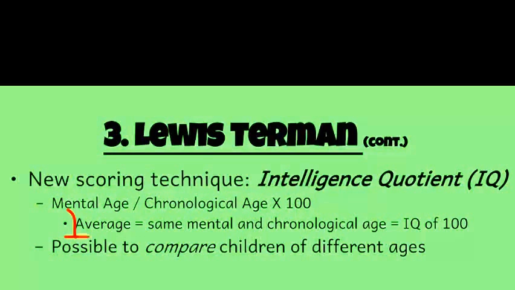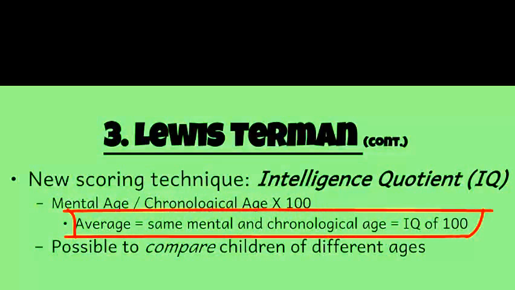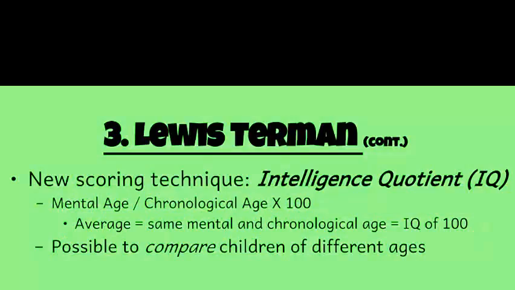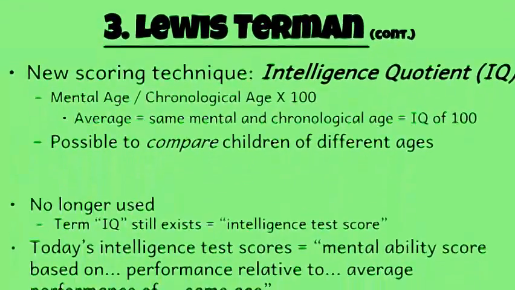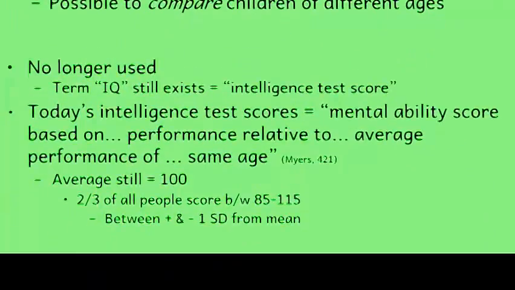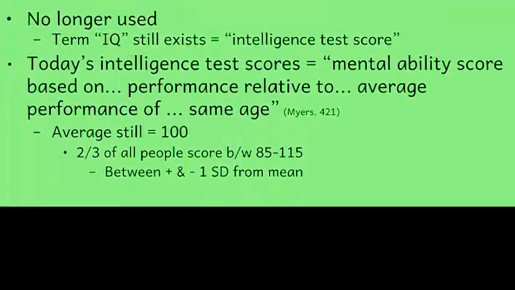So the average would be 100. A person who has the same mental and chronological age would have an IQ, or an intelligence quotient, of 100. With this quotient, it made it possible to compare children of different ages. We don't use the intelligence quotient as Terman used it in the very beginning anymore today.